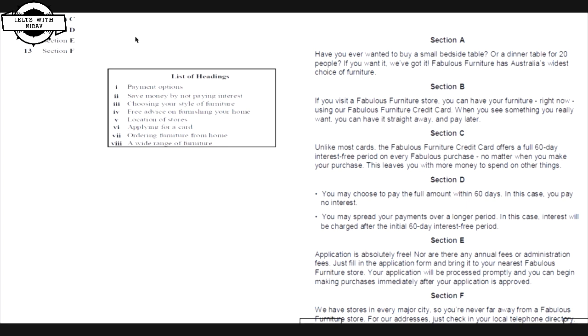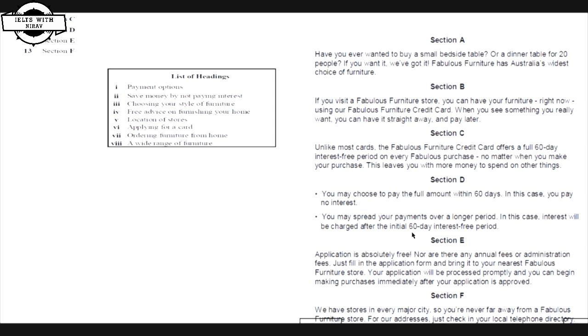So let's switch to question number 12. Application is absolutely free, nor are there any annual fees or administration fees. So again I read 2 sentences, but I didn't get any proper answer. It is not related to choosing your style of furniture, location of stores, or ordering furniture. Nothing is related to the first 2 lines. So which is my answer? Here read it again. You will not find any keywords like application, absolutely free, annual fees, administration fees. You will not get any particular keyword.